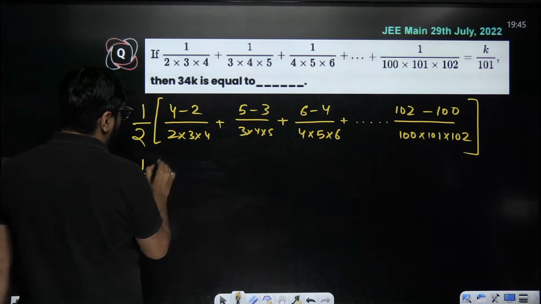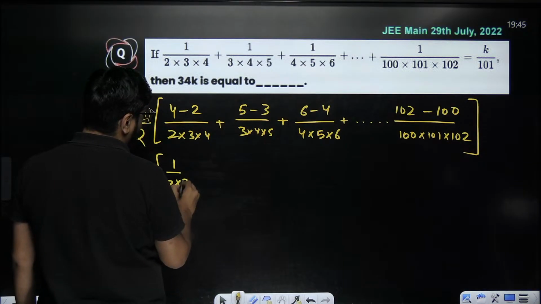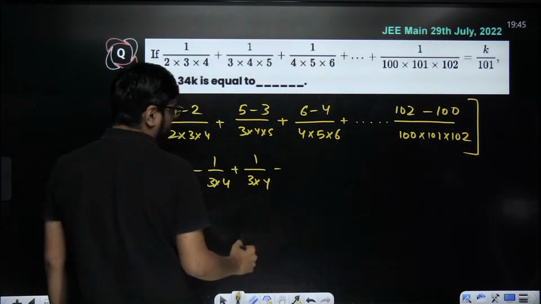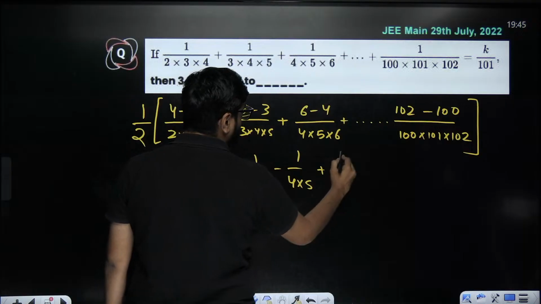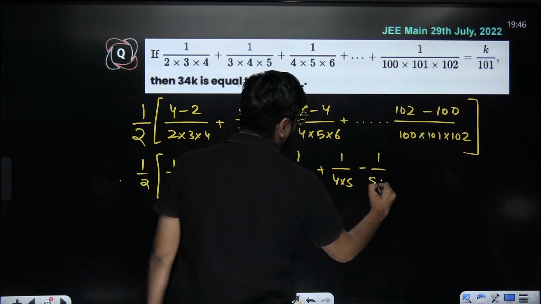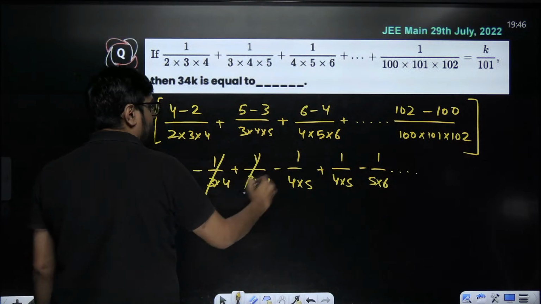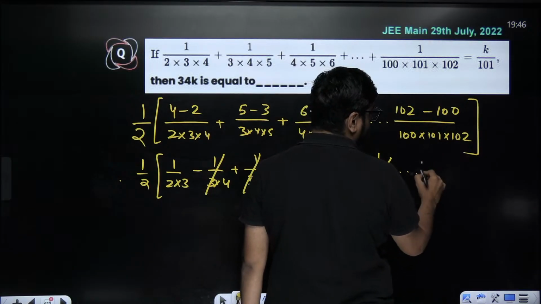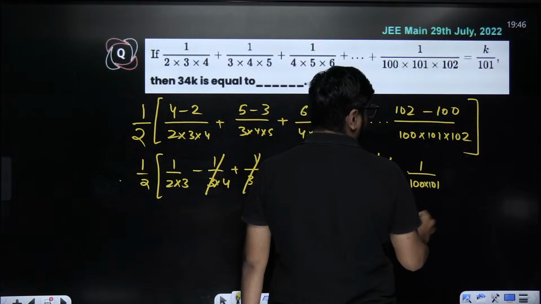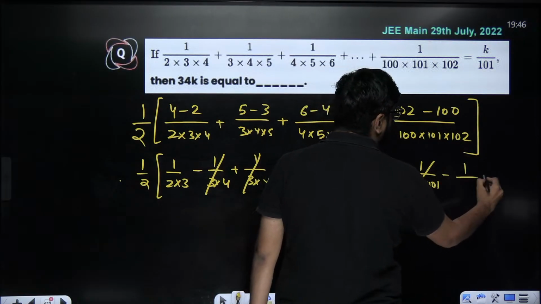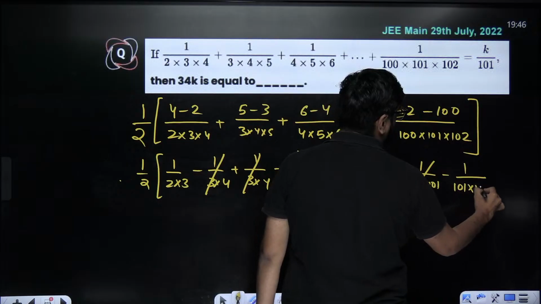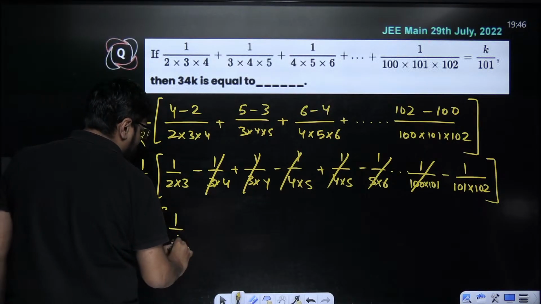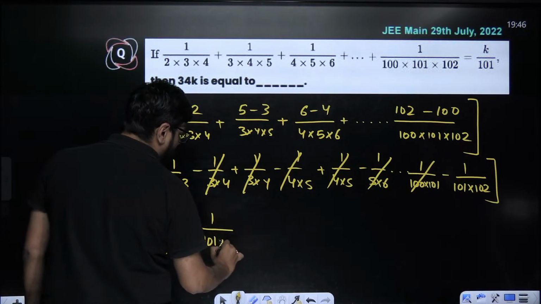Now what is happening? See, 1 by 2. Over here what do we have? 1 by 2 into 3 minus 1 by 3 into 4 plus 1 divided by 3 into 4 minus 1 divided by 4 into 5 plus 1 divided by 4 into 5 minus 1 divided by 5 into 6, right? This way. So all these terms will get cancelled. Here what will you have? 1 divided by 100 into 101 will get cancelled. Minus 1 divided by 101 into 102 will remain. So basically what do we have? 1 by 2 into 1 by 6 minus 1 divided by 101 into 102.